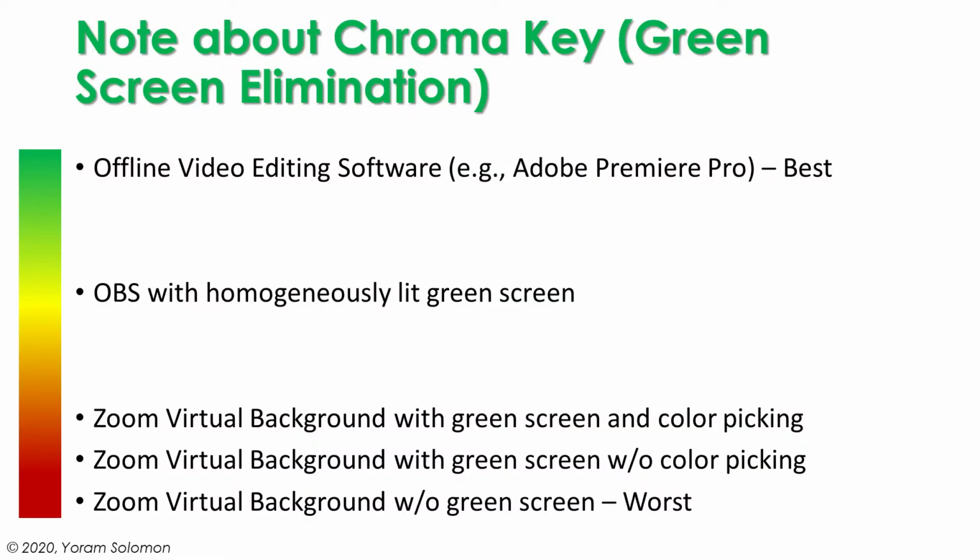A higher performance elimination of green screen, again through chroma key, happens with OBS. When you have OBS eliminating it, it does a much better job than Zoom. It has a lot more flexibility and the ability to do settings to eliminate that. And then at the highest level is when you really do offline video editing software, and I'm using Adobe Premiere Pro. This would give you the best results. It has the most flexibility and the most processing power because it doesn't have to do it live, so we have all the time in the world to really eliminate the green screen.